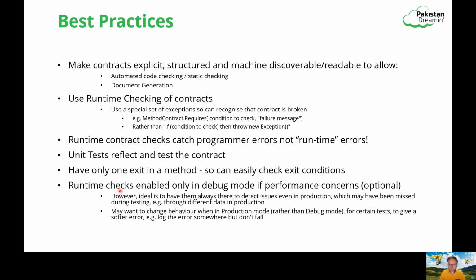And with the runtime contract checks, you may want to enable them only in debug mode if you're concerned about performance. This is an option, just a consideration, because you may not want them running in production. Another option is to make them a soft error in production if you don't want the methods failing, so it doesn't fail the method, but it just logs an error.